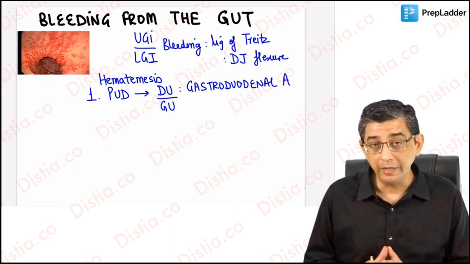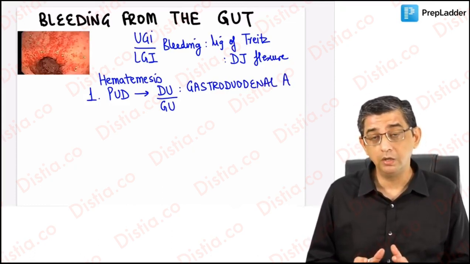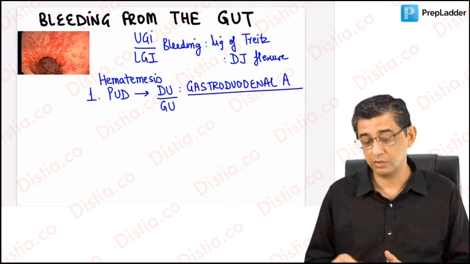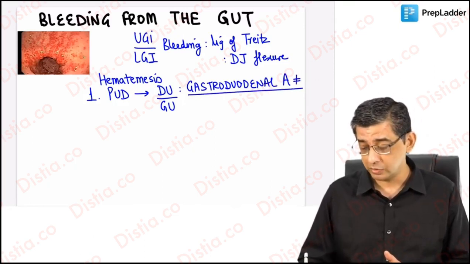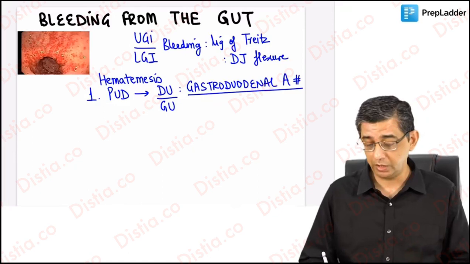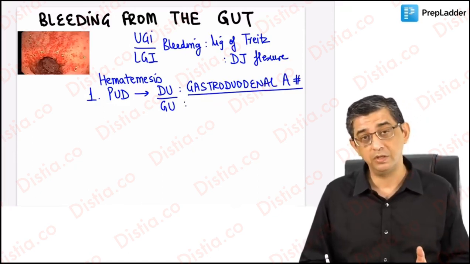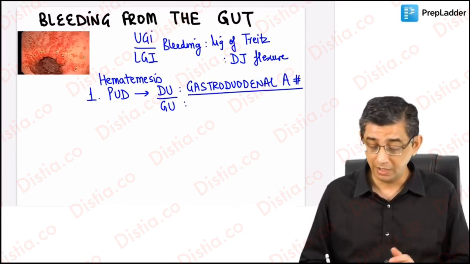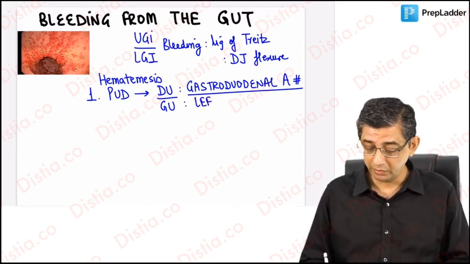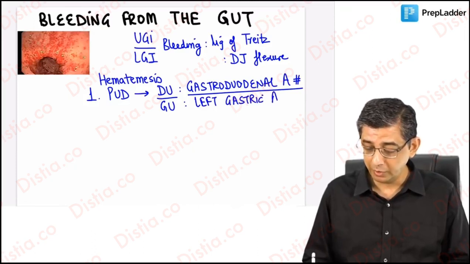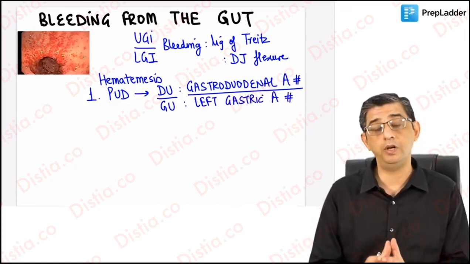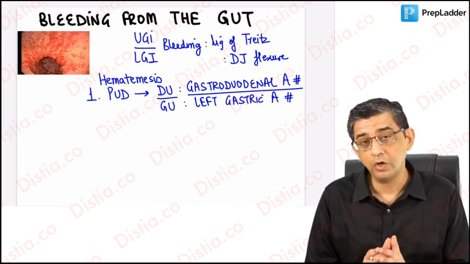Whenever you read about a bleed anywhere in the body, you should always know the source. In duodenal ulcer, it is the breach of the wall of the gastroduodenal artery, whereas gastric ulcer is commonly located on the lesser curvature, close to the incisura angularis. The blood vessel that can be eroded in this case would be the left gastric artery. And as I said, this is going to be a torrential hemorrhage, and the person might be brought into your hospital with an unrecordable blood pressure.